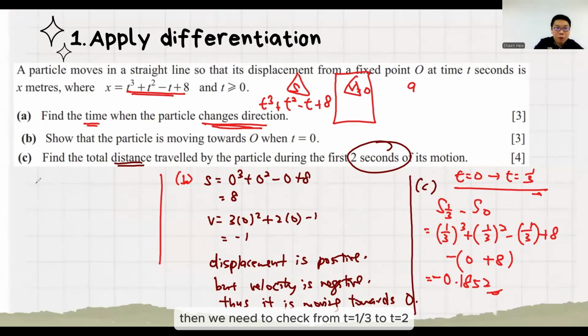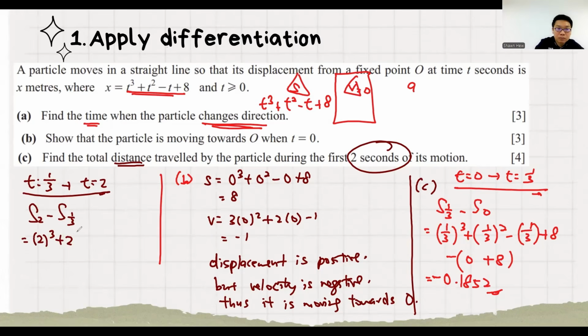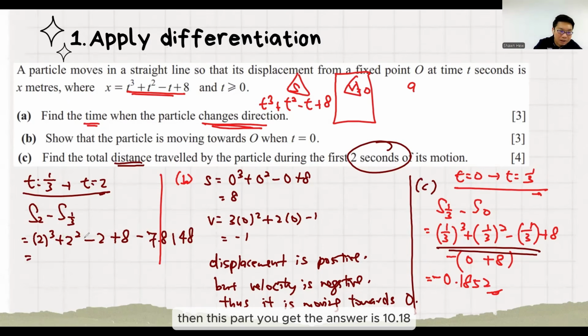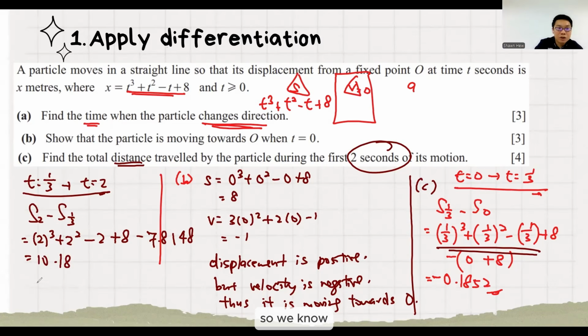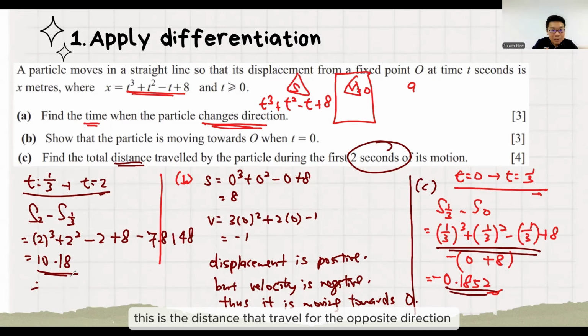Then we need to check from time 1/3 to time 2. What is the distance that they travel? So we use s(2) minus s(1/3), which is 7.8148. Then this part you get the answer is 10.18. So we know this is the distance going in the first direction. This is the distance traveled in the opposite direction.